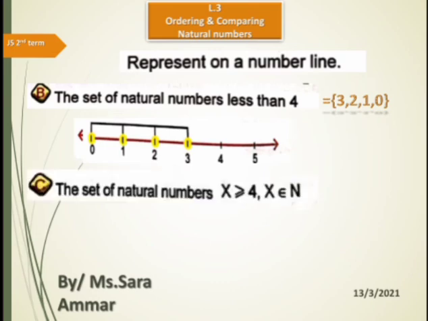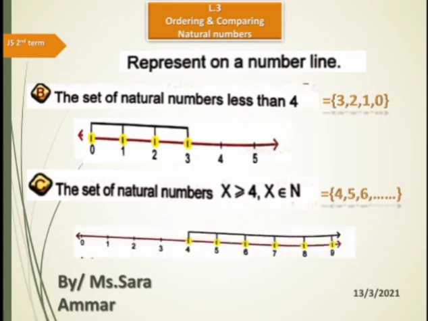And the set of natural numbers, can you read this? It's called X bigger than or equal to 4, and X belongs to N. Okay, it's X bigger than or equal to 4. So let's write it in listing method first. It's starting with the number 4, and then we're growing bigger. The numbers are growing bigger, so 4, 5, 6, 7, infinitely, because it's an infinite set.